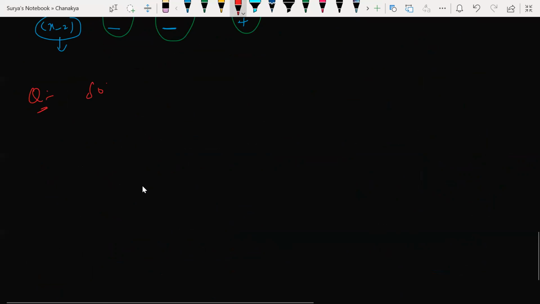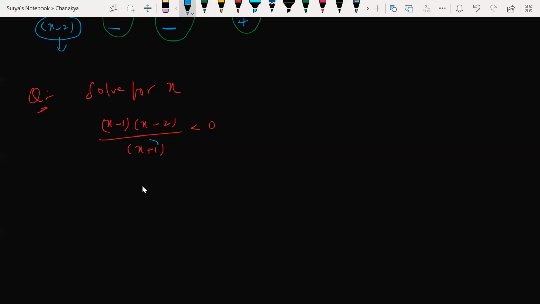Next. Solve for x. Less than 0. Okay. So this is what I have. See guys, whenever you have something like this, don't take this and try to multiply through the right hand side. Sir, I'll do like this, x minus 1 into x minus 2, this into 0, x plus 1 into 0, it becomes 0. So I'll write like this. Guys, this is the wrong way of doing. Please don't do this. Why it is wrong here? Why shouldn't we do like that? Don't do like this. Why? Because we do not know whether the given denominator is positive or negative. We don't know.